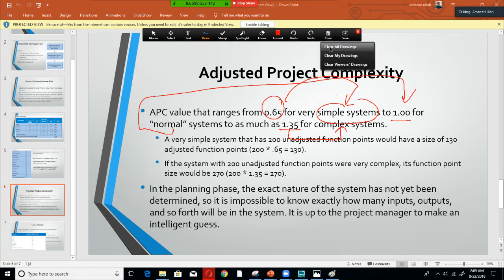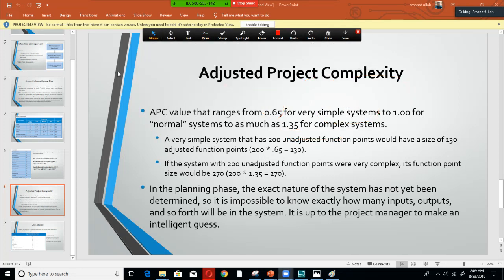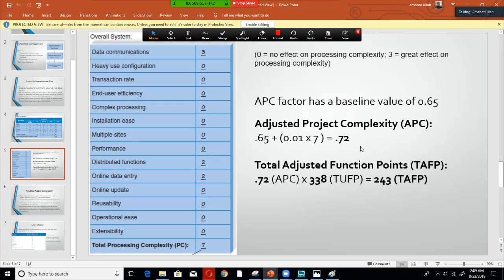So if we go back to the last slide, we see here we used 0.65, so this is a small project, and this 0.01 is a fixed value, so this doesn't depend on anything.